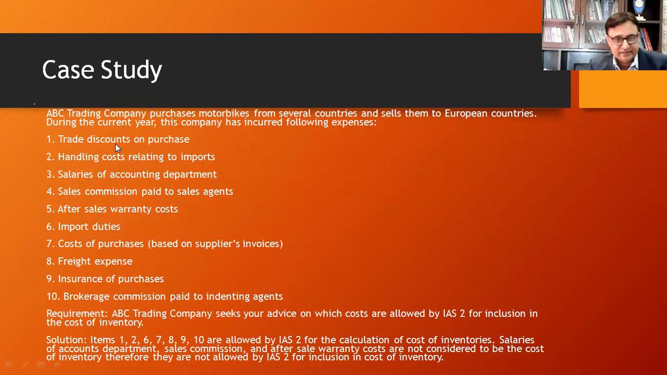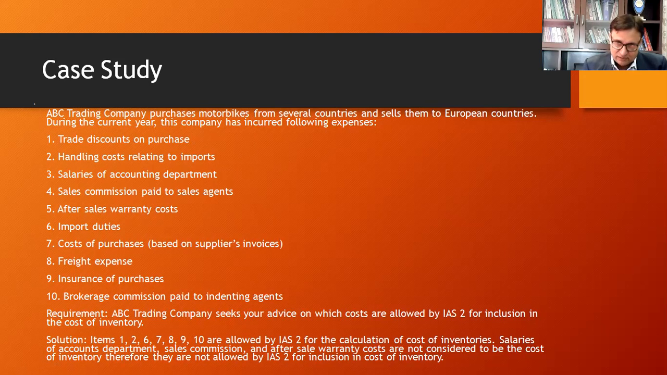Here a case is presented to you. ABC Trading Company purchases motorbikes from several countries and sells them to European countries. During the current year, this company has incurred the following expenses. Now, ABC is a trading company, it's not a manufacturing company. So whenever you value the inventory, you must first determine whether it's a manufacturing concern or a trading concern. In this case, it's a trading concern.